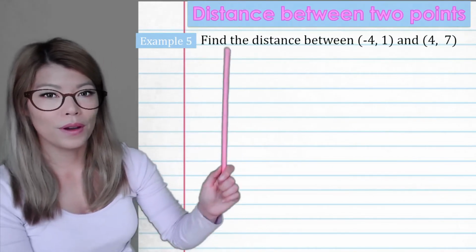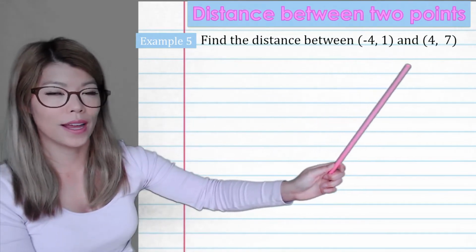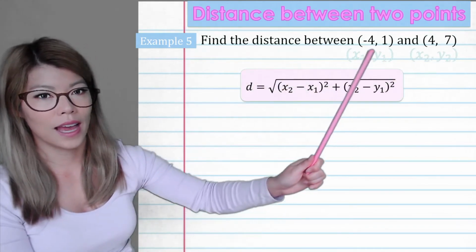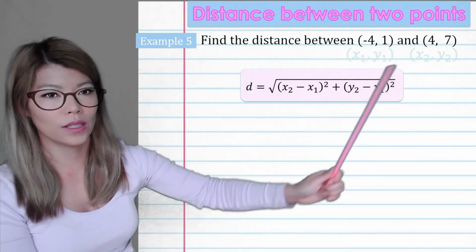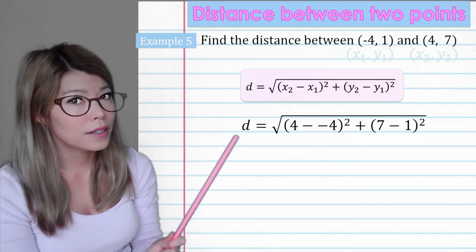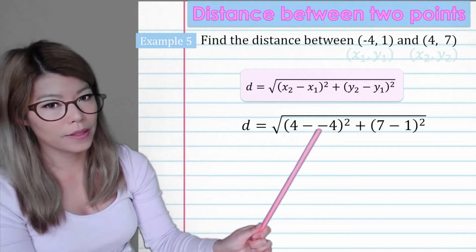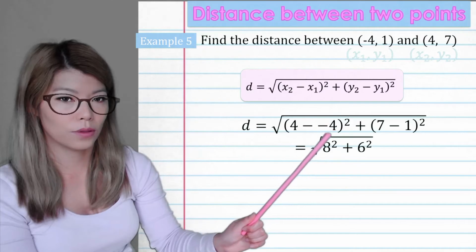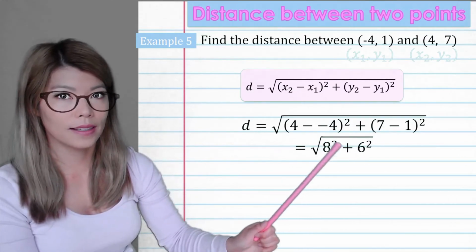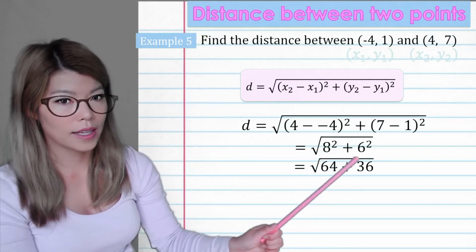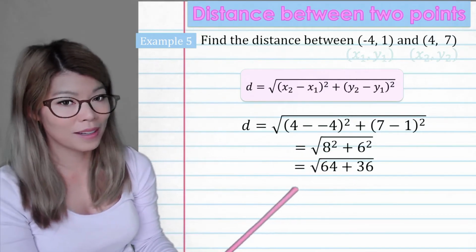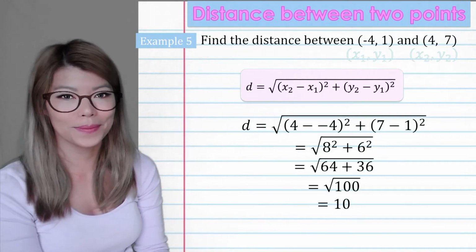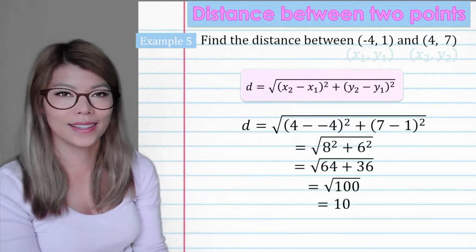One more example, find the distance between minus 4, 1 and 4, 7. So again, write the formula out. You can label x1, x2, y1, y2 if you want. Plug in the numbers very carefully, especially with the negative numbers, and then use a calculator, or let's solve. 4 plus 4 is 8, 7 minus 1 is 6, 8 squared is 64, and 6 squared is 36. This one's a pretty one. It becomes square root of 100, which is 10. So the distance between those 2 points is exactly 10.